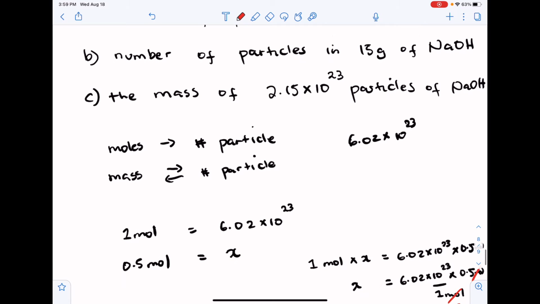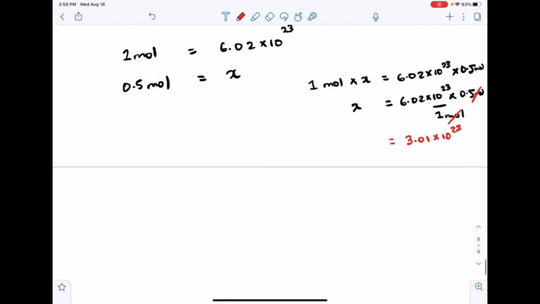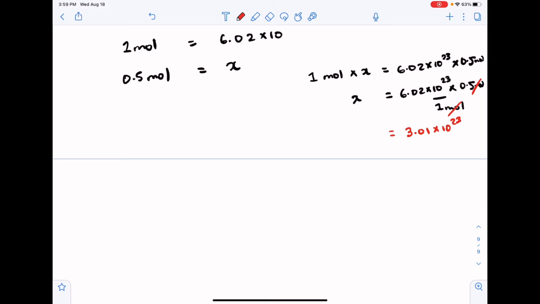Now the second one is a little bit involved because it takes 2 steps to get there, and I'll use dimensional analysis to illustrate this one. It asks: what is the number of particles in 15 grams of NaOH? We set this up. Again, we start with what we're given: 15 grams of NaOH. How many particles are they?